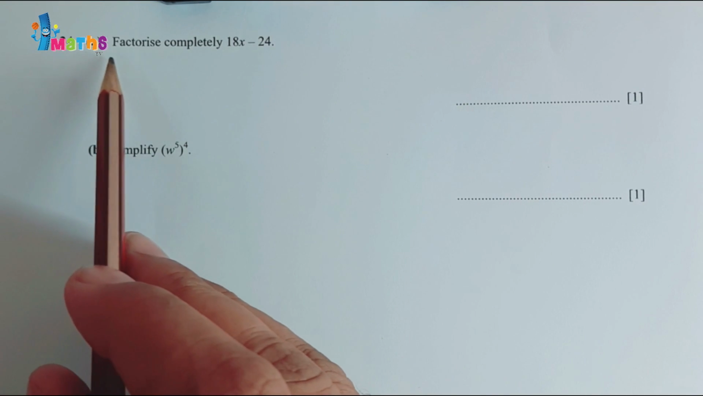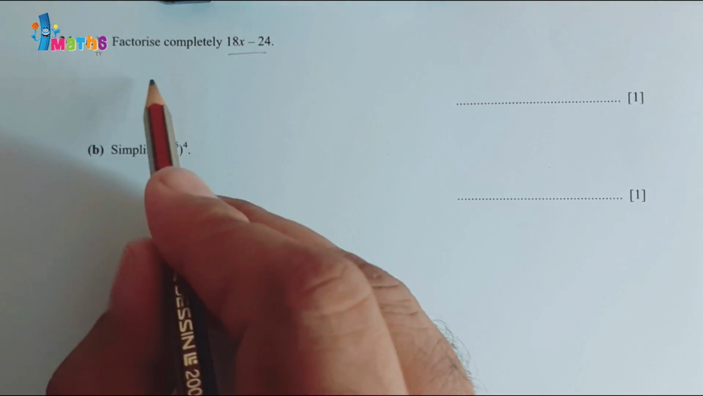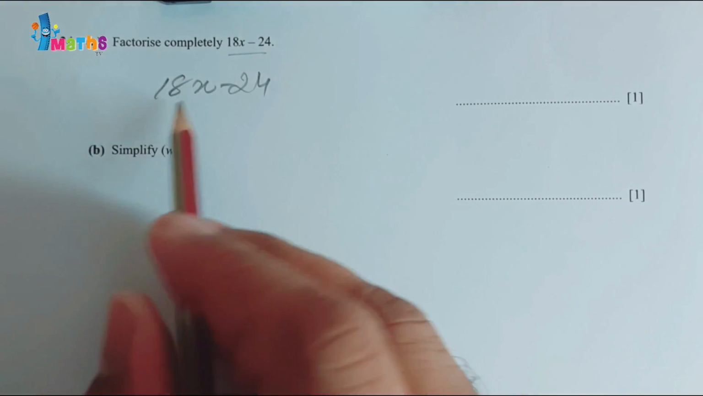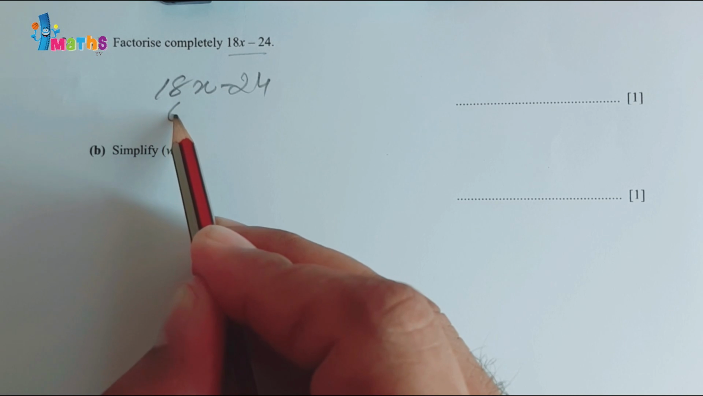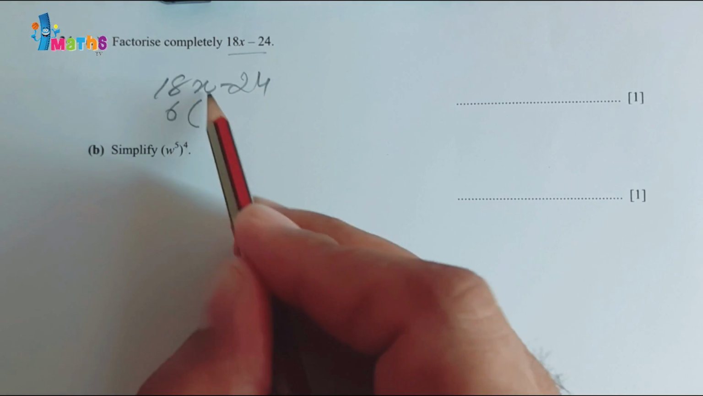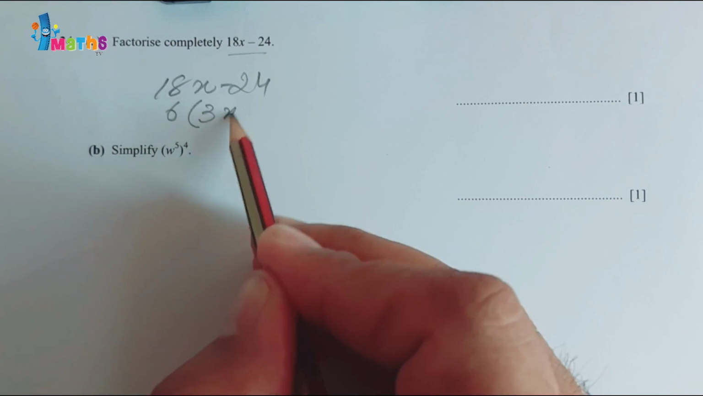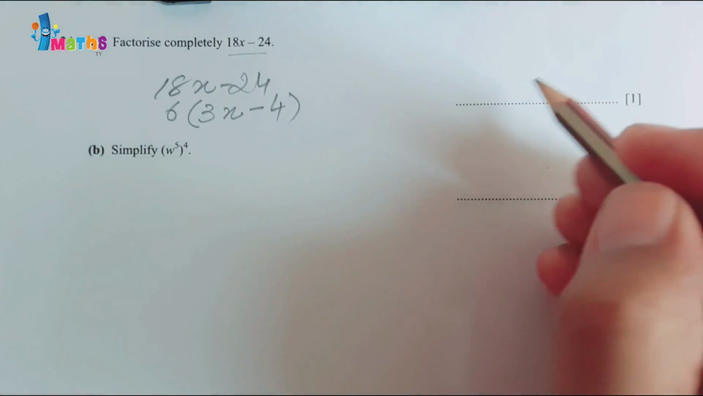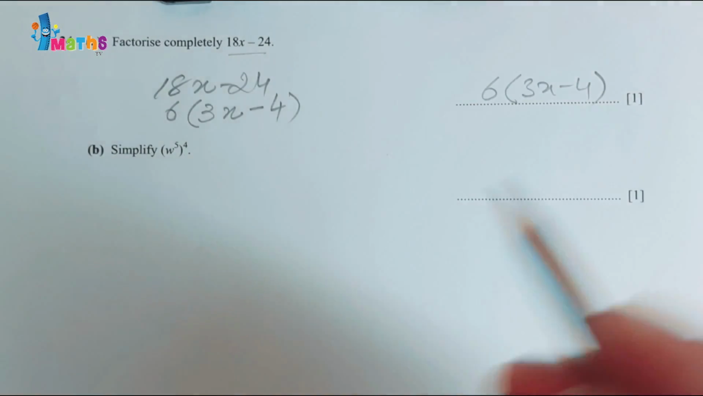Question 24, A part, factorize completely. We'll have to factorize this: 18x minus 24. So the common factor in both terms will be 6. So we can take 6 common and inside will be 3x minus 4. So this will be our answer. We can copy the answer over here, 3x minus 4.